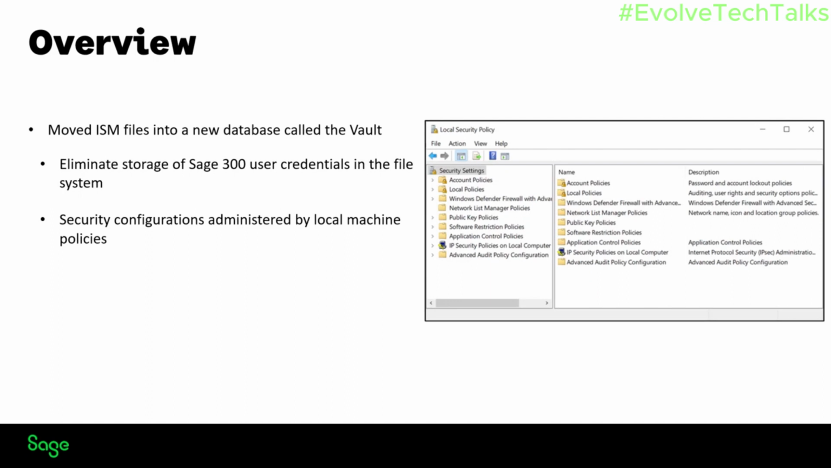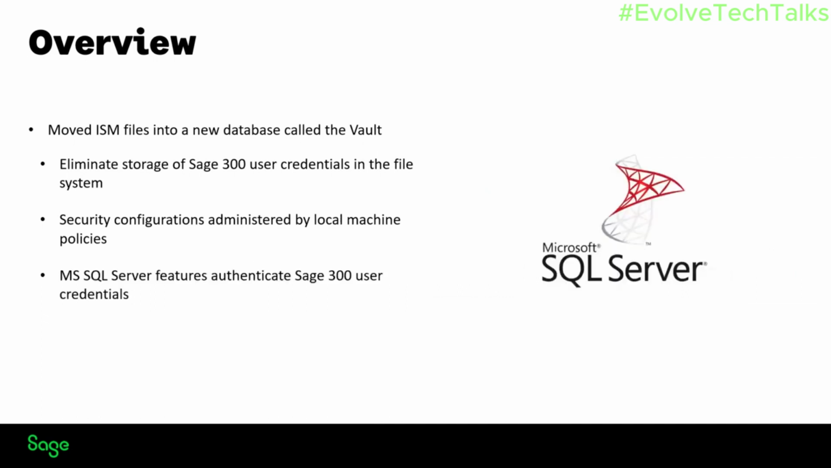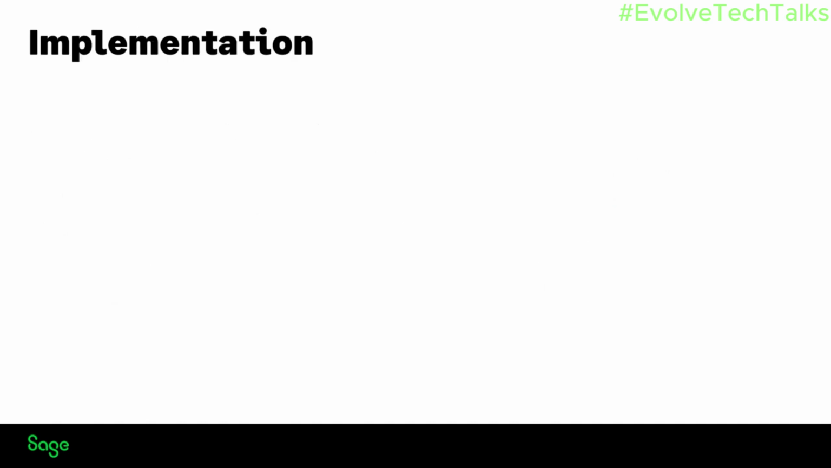eliminate numerous security configurations and features in Sage 300 as they are now administered by not only MS SQL Server, but also local machine policies, which can include password expiration, number of retries, and system lockout. And lastly, to leverage MS SQL Server's authentication features to directly authenticate Sage 300 user credentials.